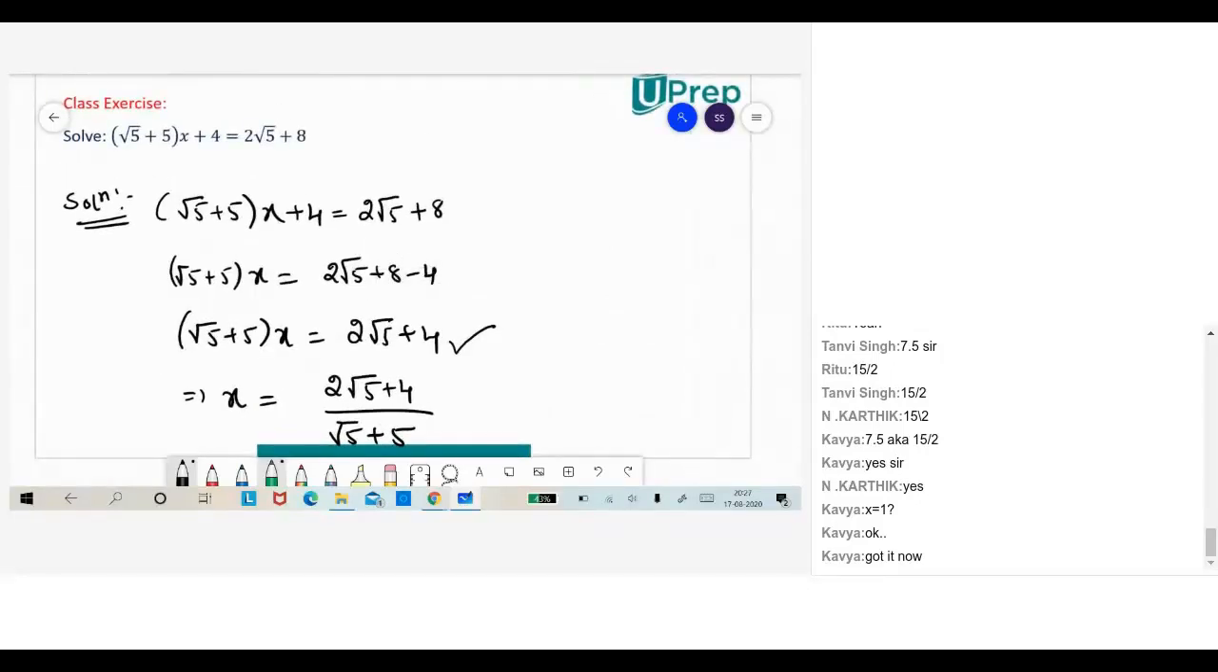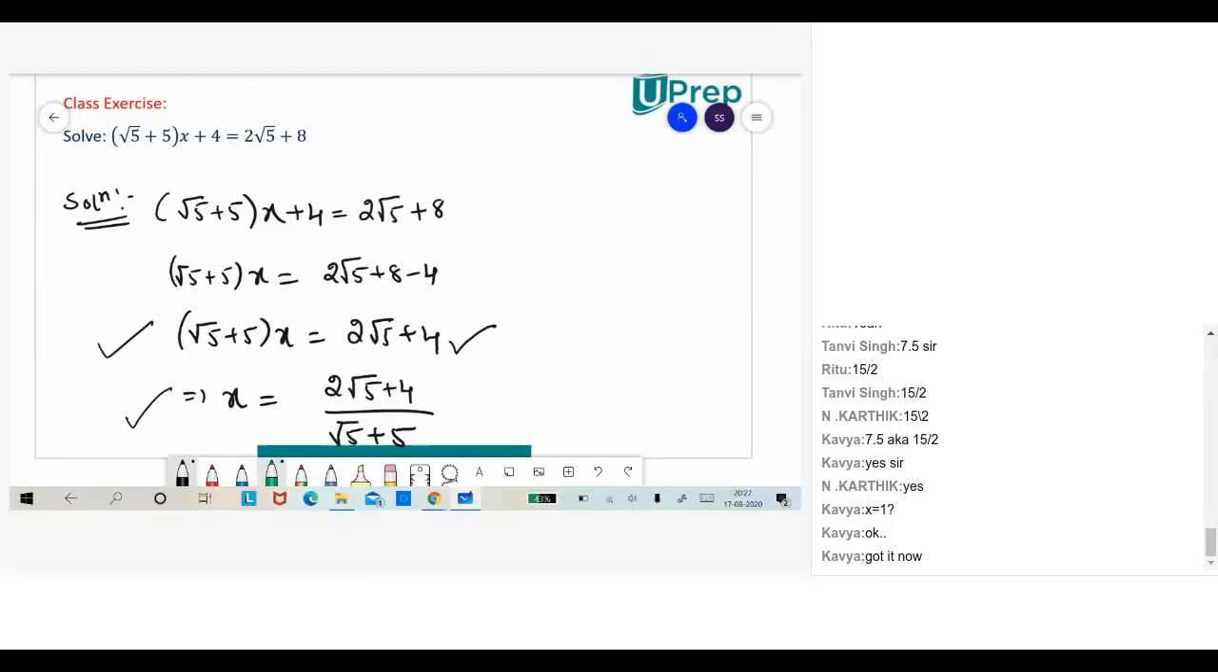Always keep in mind, we need to find the value of x. Doesn't matter whatever may be the terms, whether you have irrational terms or rational terms, don't worry about that. Only thing is, you need to find the value of x. So what you do, send this 4 on the other side. So you'll come to this step: root 5 plus 5 into x is 2 root 5 plus 4. So directly you can find the value of x as 2 root 5 plus 4 by root 5 plus 5. Is this clear?